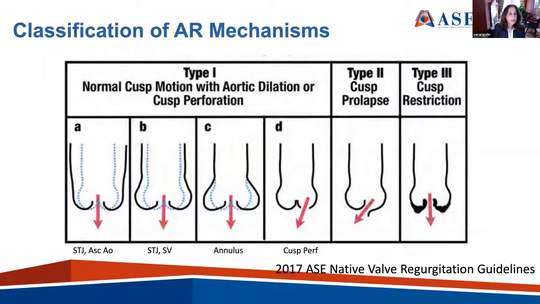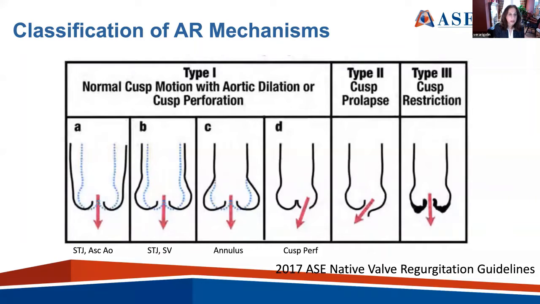So there is a way to classify the different mechanisms of aortic regurgitation. And I borrowed this diagram from the ASE Native Valve Regurgitation Guidelines that was published in 2017. And I encourage you to look at that guideline document for a full discussion on how to assess and quantify native valve regurgitation. So basically, the classification of AR mechanisms is divided into type 1, type 2, and type 3.